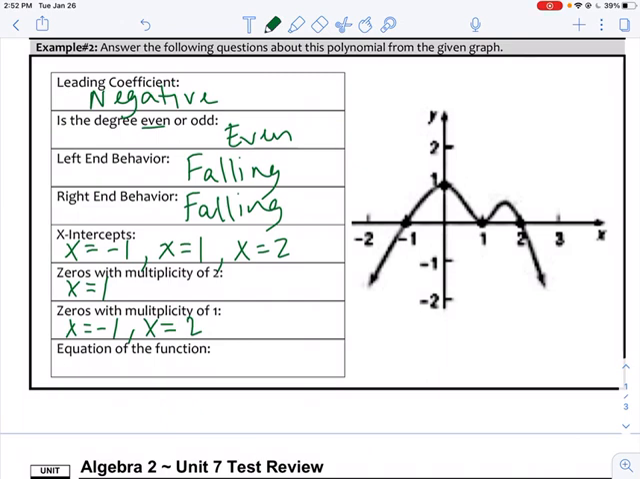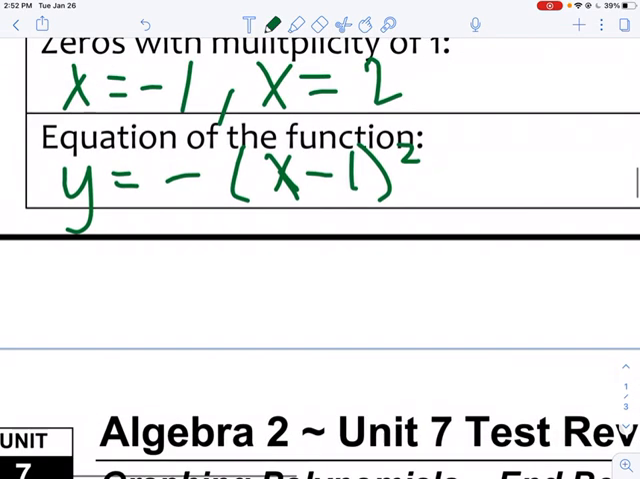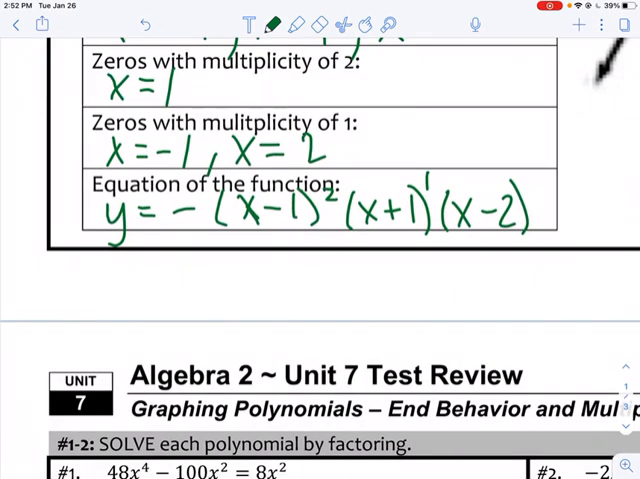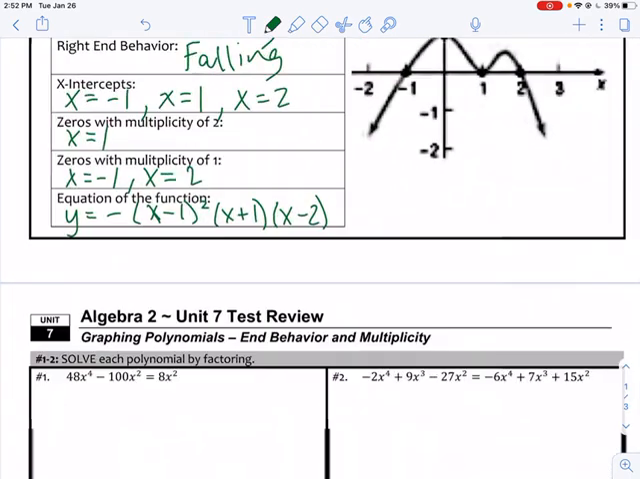All right, so our equation here, we've got y equals, I know it's a negative leading coefficient. We just don't know what it is, so we just have to throw out a negative sign. And then our first factor of x minus 1 is a multiplicity of 2, so we get to put a power of 2 there. And then our next factor of x plus 1 is a multiplicity of 1, as is our factor of x minus 2. So you guys are welcome to put that exponent of 1, but you can also just leave it empty.